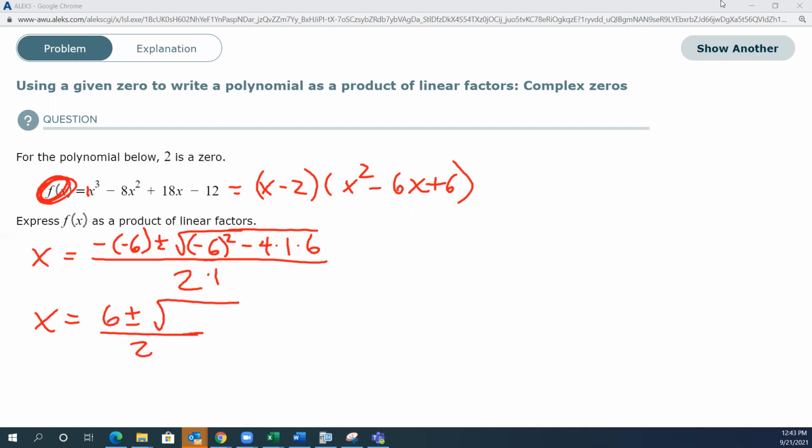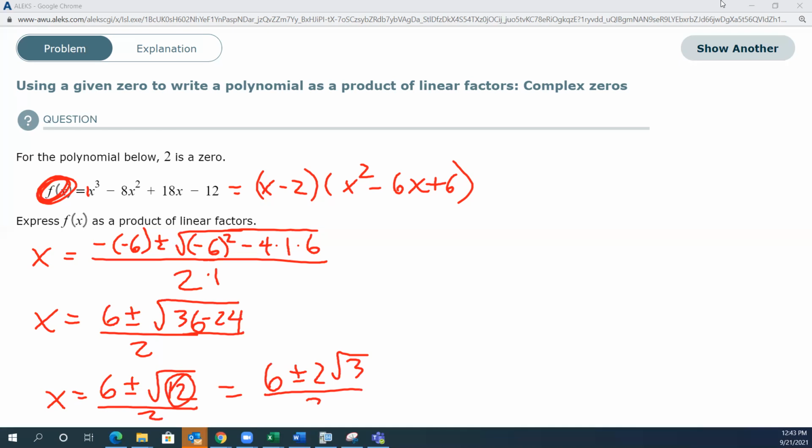All right, so we get 6 and 2. I always like doing those first because they're easy. And then 36 minus 24 gives us 12. I cannot cancel anything yet because that's not 12, it's the square root of 12. So I can factor out a 4, and the square root of 4 is 2. Now cancel a 2, and I get 3 plus or minus root 3.